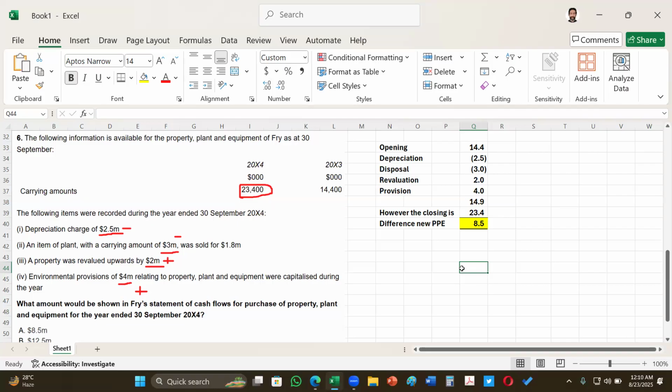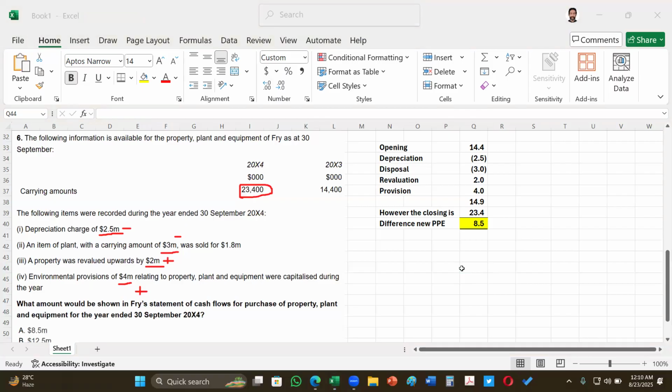On this question, on the revaluation, it's 2. I don't understand why we're adding it. Yeah, the 2 for the revaluation surplus.